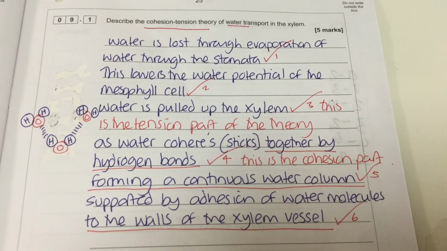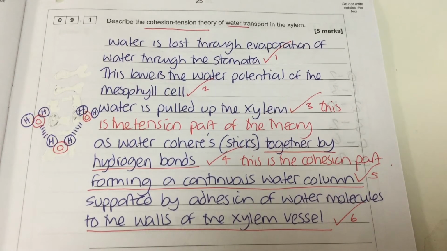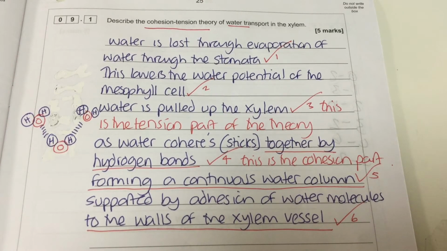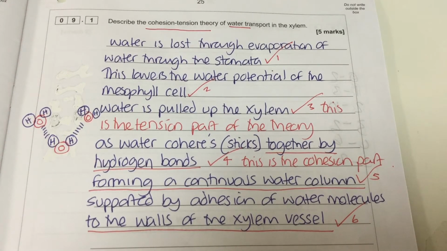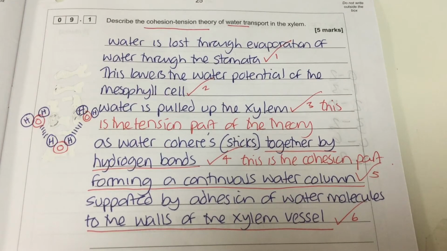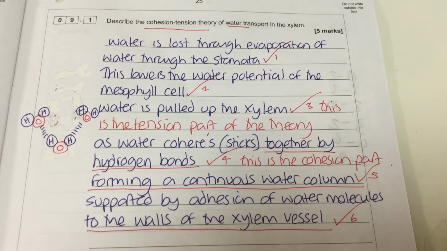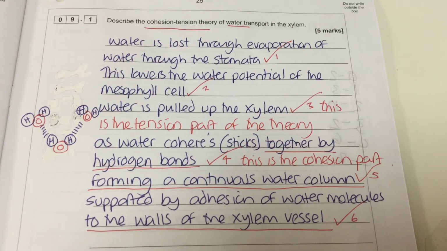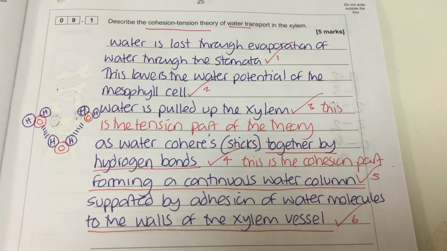And I do like the sentence, water coheres together by hydrogen bonds. It's a lot more sophisticated than saying water molecules stick together. And this, of course, forms a continuous water column. That is the whole point of the cohesion tension theory of water transport. If there's a break in that column, then water will not be pulled up the xylem vessel anymore.